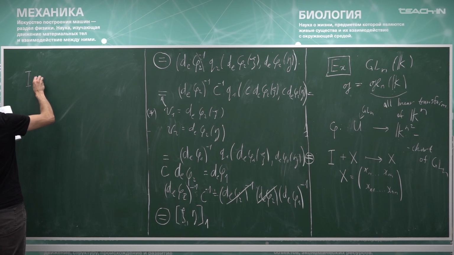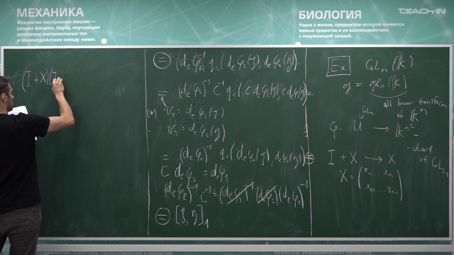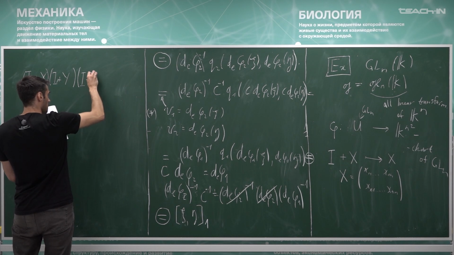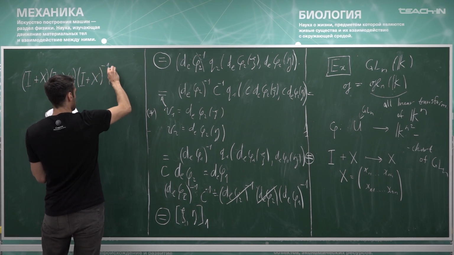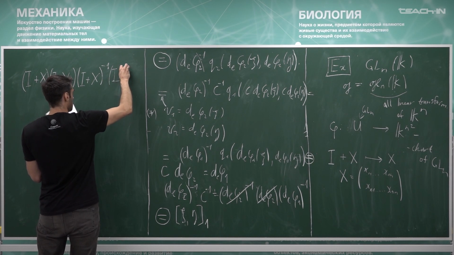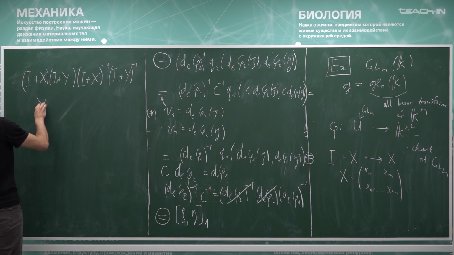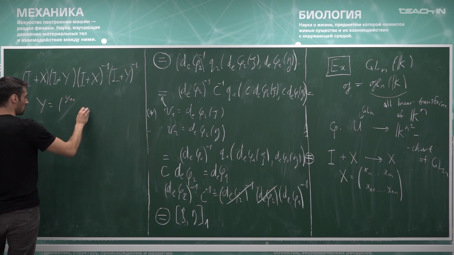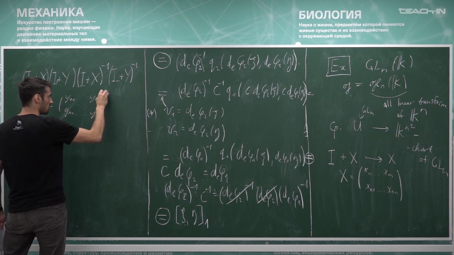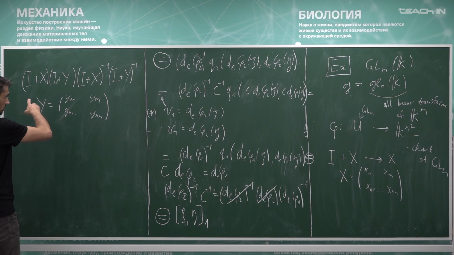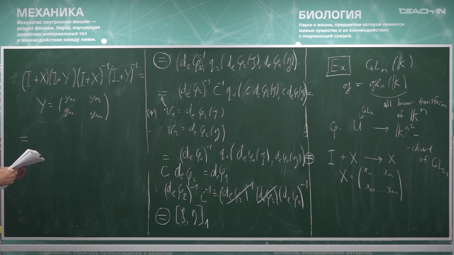So I take 1 plus x, 1 plus y, 1 plus x inverse, 1 plus y inverse. So here x is a matrix like this, y is a matrix, right, with entries y1,1, y1,n, yn1, yn,n. And we would like to decompose this, right? Look.